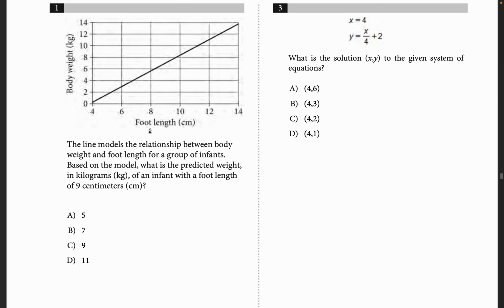Question 1. Line models the relation. What is the predicted weight with a foot length of 9 centimeters? Okay, so when it's 9 centimeters, that's right here. It should be about 7. Just measuring it right here, foot length is 9, halfway between 8 and 10, so halfway right here is between 8 and 6.